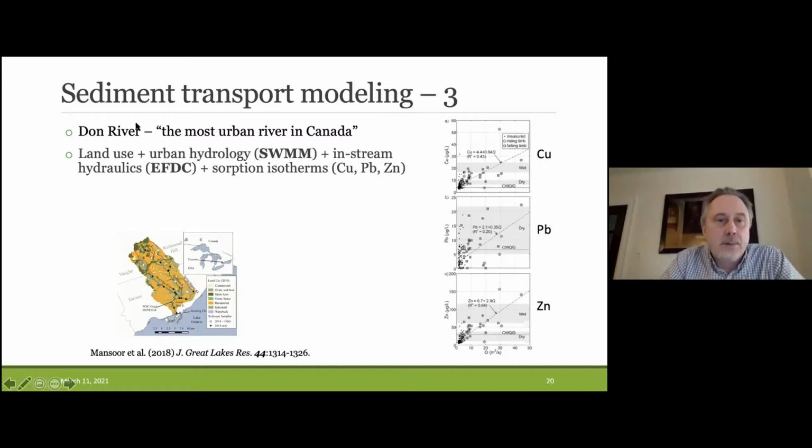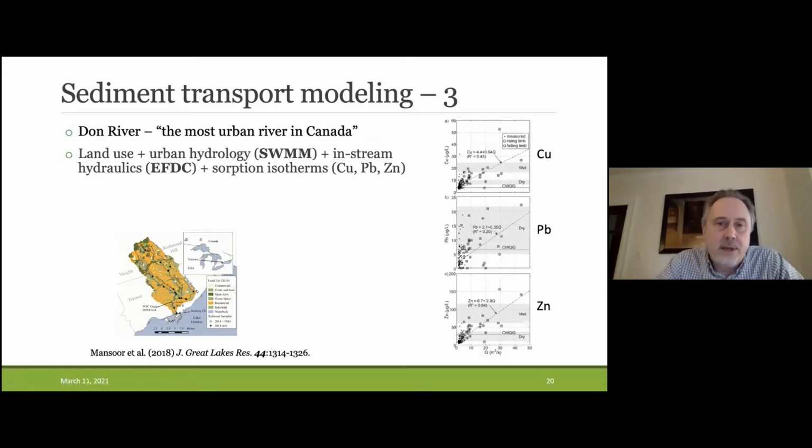And this is on a much smaller catchment, the Don River catchment. It's just under 400 square kilometers. But the notoriety of the Don River is that it's the most urban river in Canada. Its entire watershed is within the Toronto metropolitan area. If you look at the map, you have some little green spots, which are open areas and green areas, but the light brown to orangey color is essentially all residential areas. So it's a classic example of the urban stream syndrome.